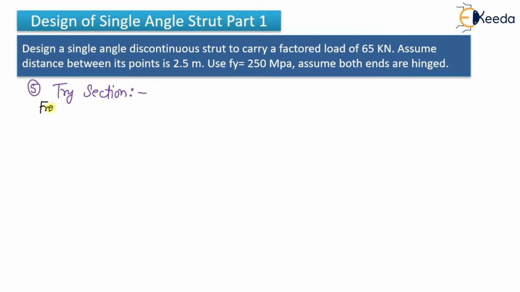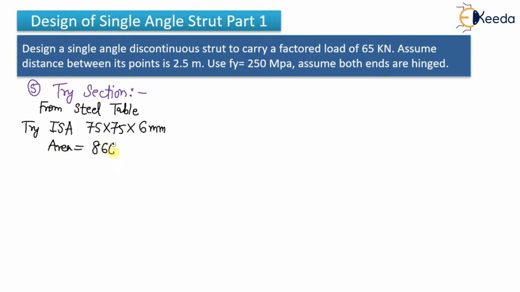From the steel table, you can open the steel table and refer to that. From the steel table, I'm using this section. Try ISA 75 by 75 by 6 mm. This section I am trying. So its area is how much? Its area is 866 mm square, or in centimeter square it will be written like this, but we don't want it in centimeter. That's why I have written this area 866 mm square.